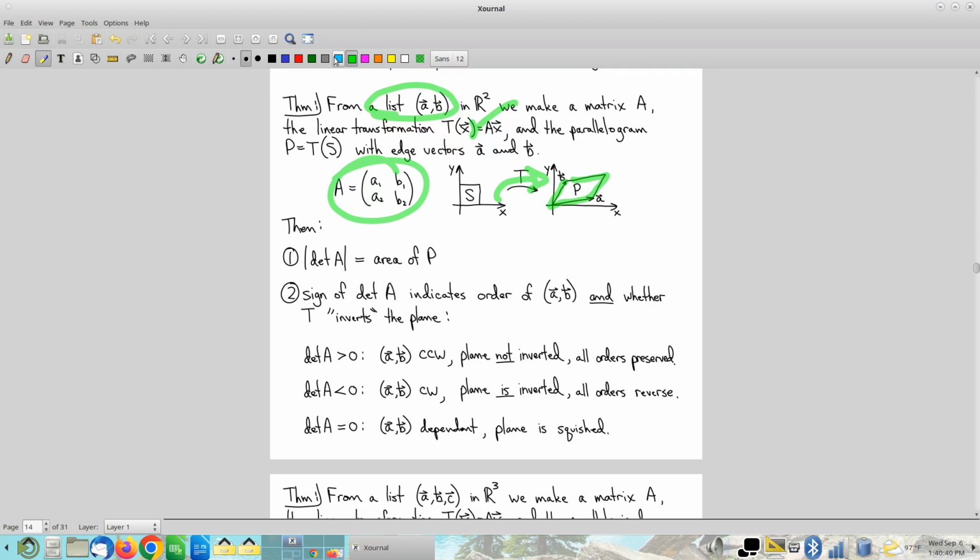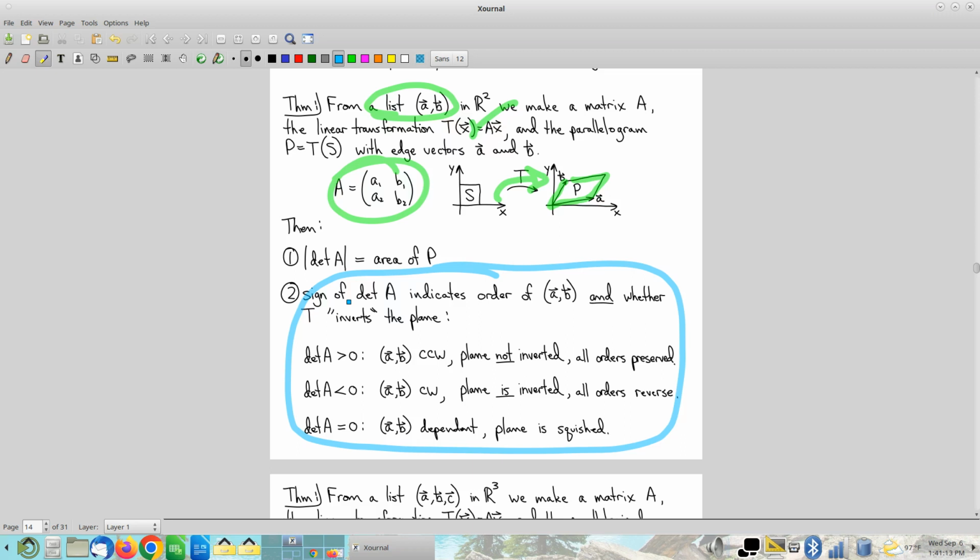The theorem comes in talking about how these things relate to each other. So in particular, the magnitude of the determinant is telling you about the area of the parallelogram, and the sign of the determinant, well, this is a bigger story here, right? But the sign of the determinant to a large degree is just telling you the order of the original list, whether it's counterclockwise or clockwise or neither, depending on whether the determinant's positive, negative, or zero.